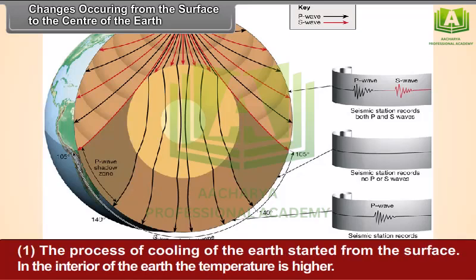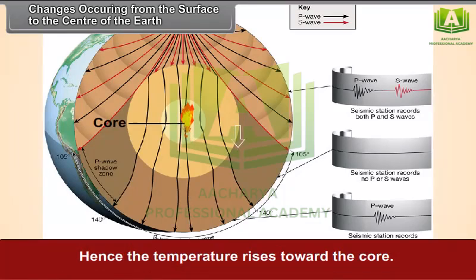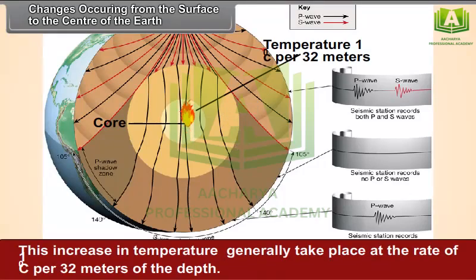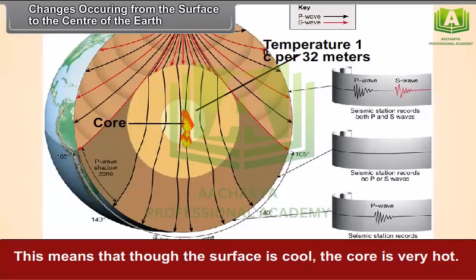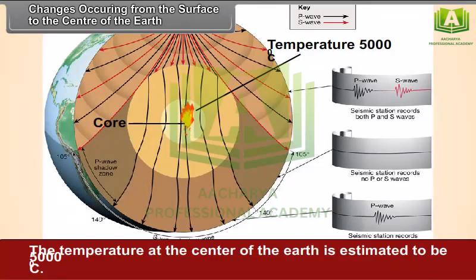The process of cooling of the Earth started from the surface. In the interior of the Earth, the temperature is higher. Hence the temperature rises towards the core. This increase in temperature generally takes place at the rate of 1 degree Celsius per 32 meters of depth. This means that though the surface is cool, the core is very hot. The temperature at the center of the Earth is estimated to be 5,000 degrees Celsius.